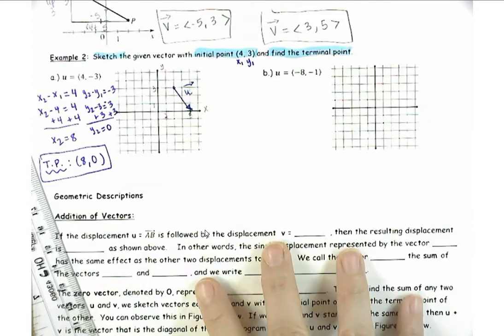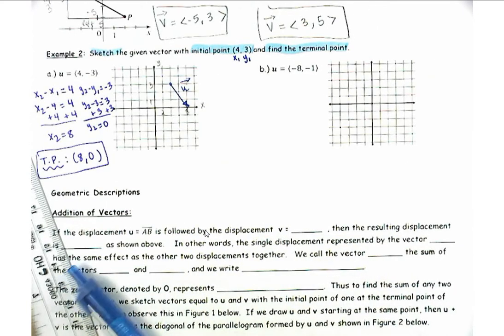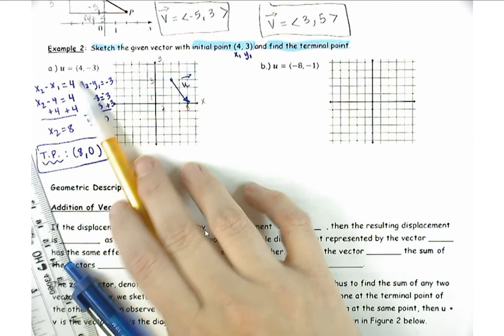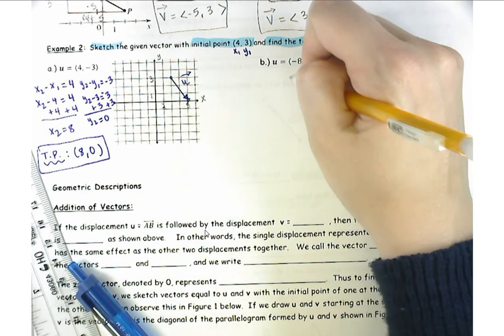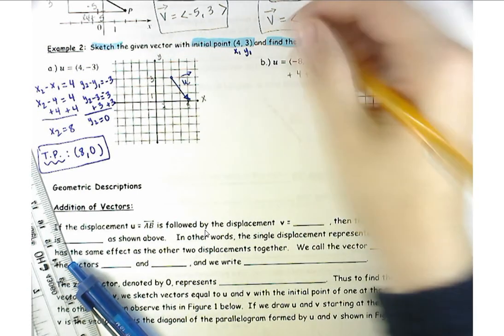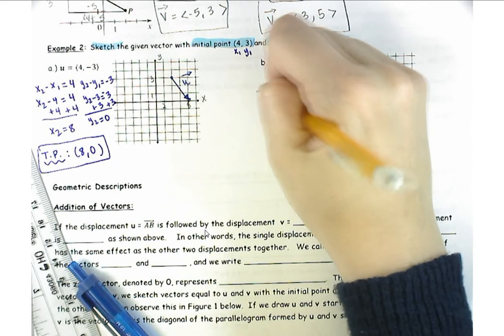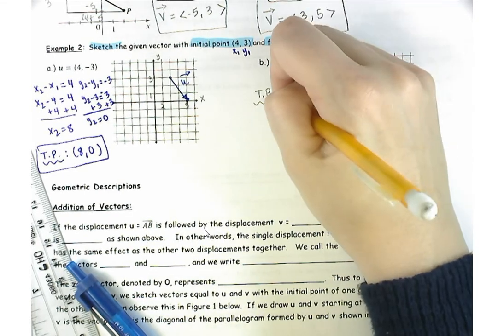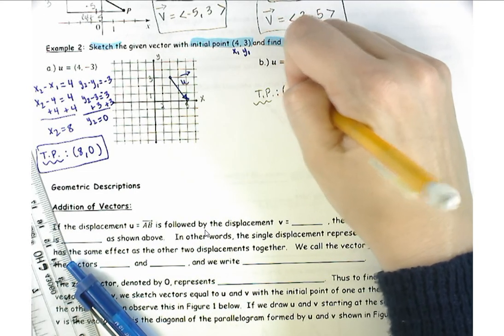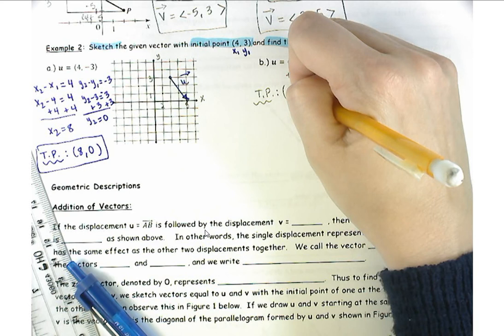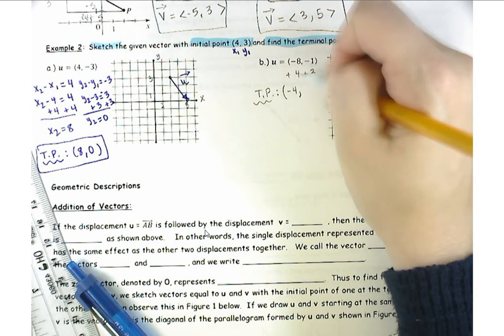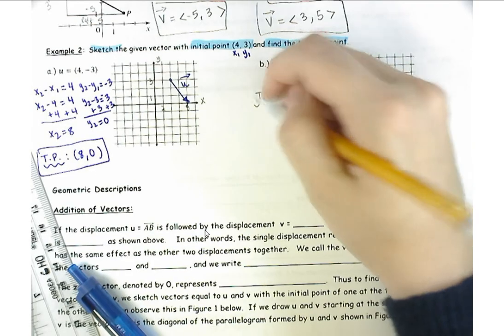Okay, so when we do B, let's try to do the shortcut, right? So before, we found that you could just add the 4 and the 4 to get the 8. So here, if I add 4 and if I add 3, that should give me my terminal point. So negative 8 plus 4 is going to be negative 4. And negative 1 plus 3 will be 2. Okay, so here's my terminal point.